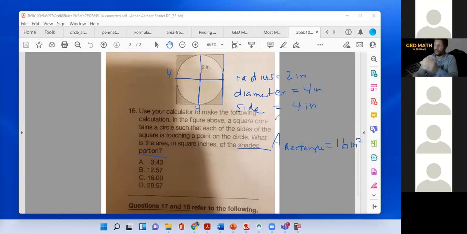Perfect. I love that. So we found the area of the rectangle, but that's not what they want. They want the area of the shaded region. What else do we know? What else can we find?